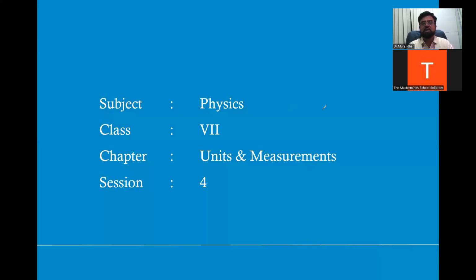As you all can see on the screen, and you are well aware, my subject is physics. We are in class 7th. Our ongoing chapter, chapter number 1, is units and measurements, and we are entering into session number 4. So far, we completed 3 sessions in understanding the importance of units and measurements of various physical quantities. So we'll continue where we left in the last class.